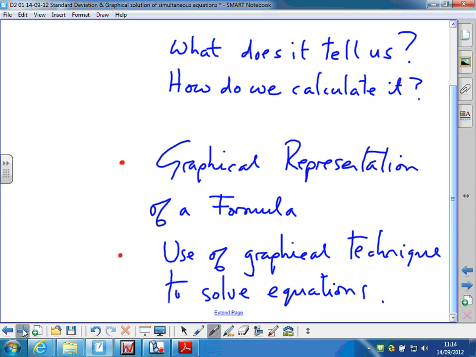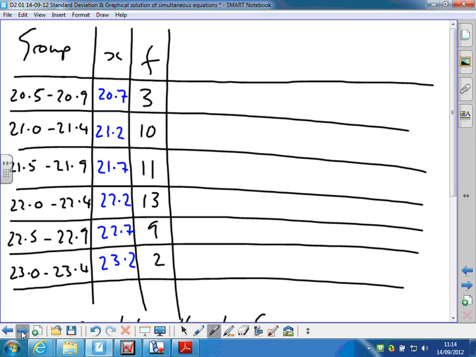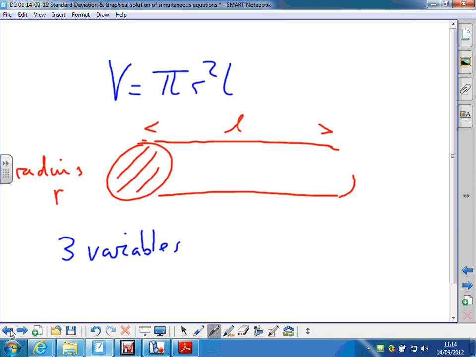Okay, so let's look at graphical representation of functions. I'm going to be using Autograph to look at these things. So next week you can look at these notes just to remind yourself how to use Autograph to do this sort of work.